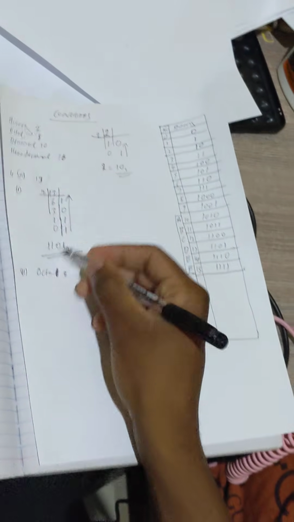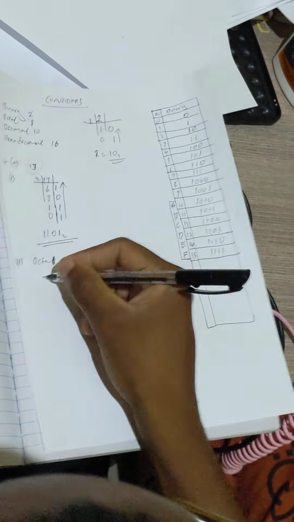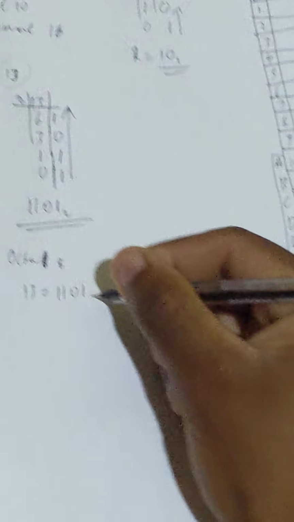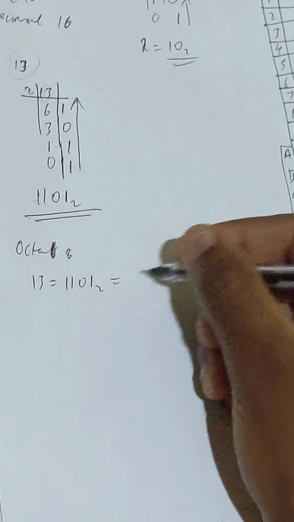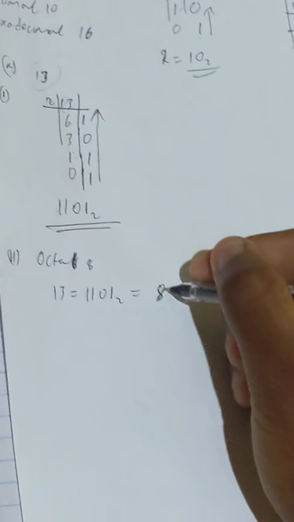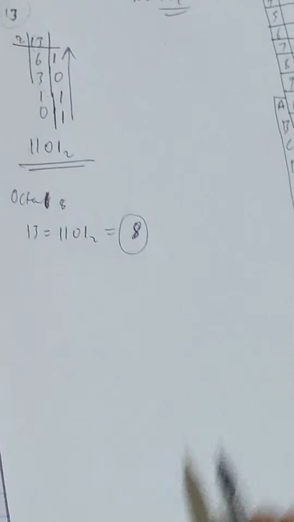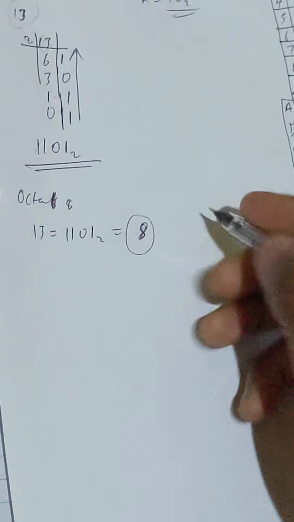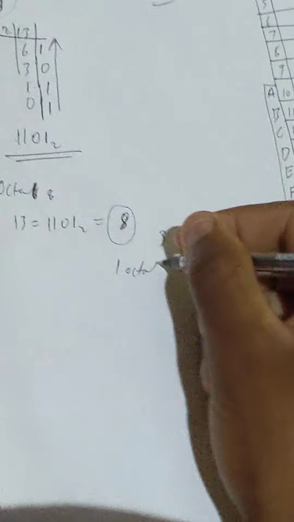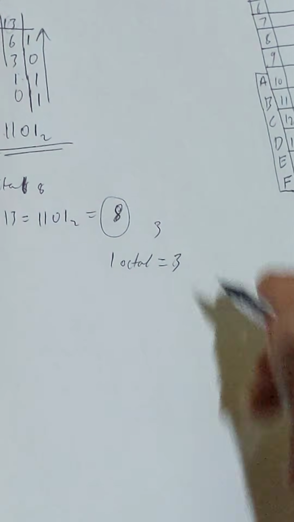So you have this binary. You're going to get this same binary number since we've already converted it. So 13 is equal to 1101 in base 2. Now you have to convert it to what? To base 8. So now this is what you're going to do. When you look at base 8, how many times can you multiply 2 to get 8? It's 3. So that means that in one octo number you have how many binary digits? You have 3 binary digits.